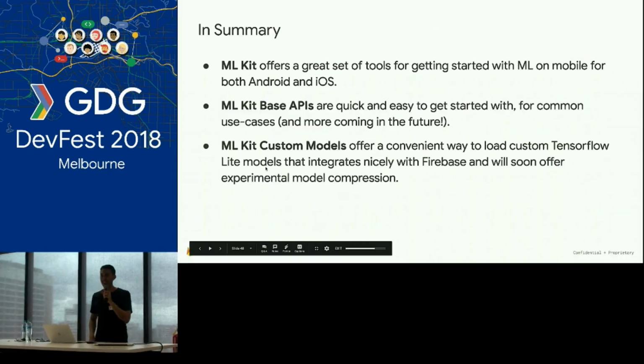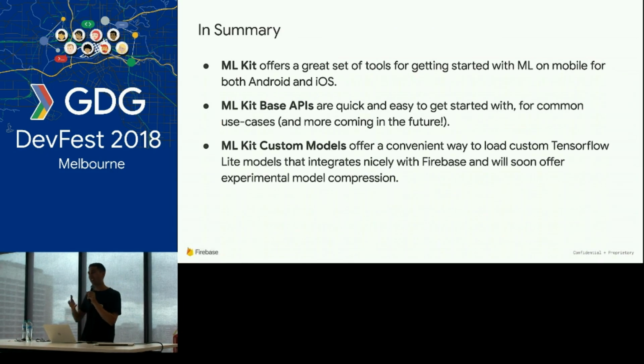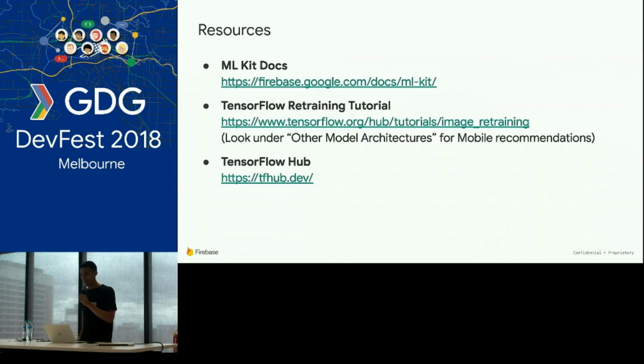Okay, so that's the end of my talk. Just in summary, ML Kit is a really easy way to get up and running using either the base APIs or custom models, especially if you're already using TensorFlow or TensorFlow Lite. And look out for the new experimental compression mechanism that's coming soon for custom models, because we're pretty excited about that. It's using a bunch of new technology.